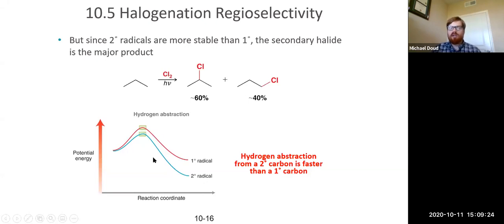So here's a look at the energy diagrams here. Because the activation energies are so similar between the hydrogen abstraction from a secondary versus a primary carbon, even though the secondary radical is formed faster, the primary radical is formed fast enough that you do get this 1-chloropropane product. So that's something to keep in mind.